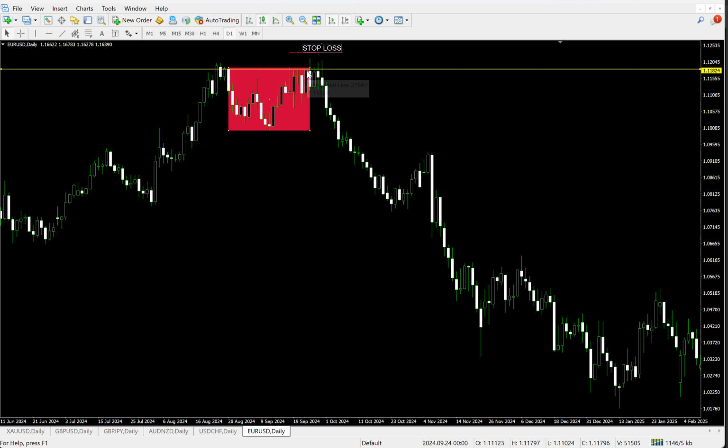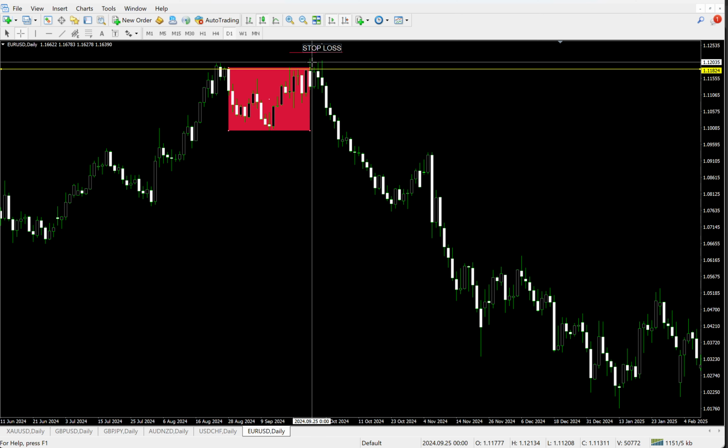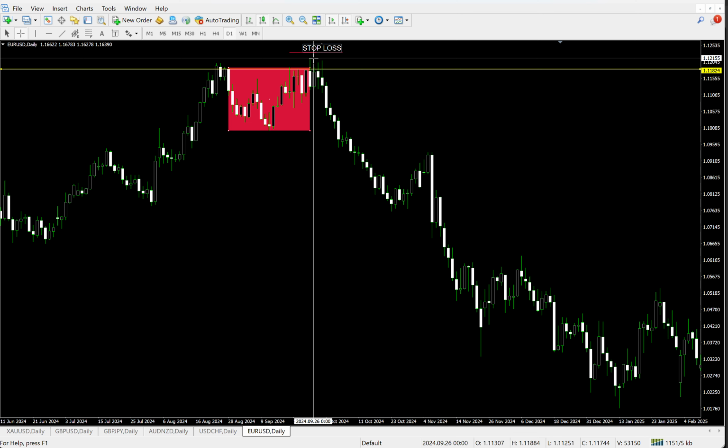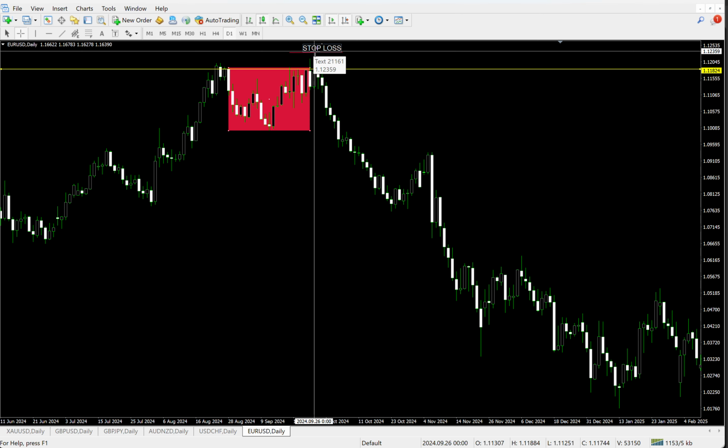And we place it just slightly above the maximum level of the box. Once the price comes back inside of the box, it activates our sell stop order, and we can place the stop loss. The stop loss we place slightly above the highest wick of the signal candle, so like this, as you can see marked on the chart.